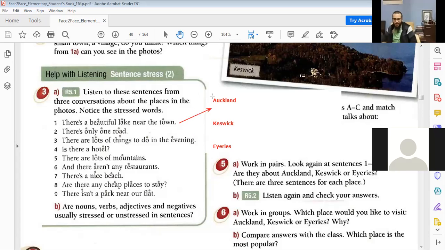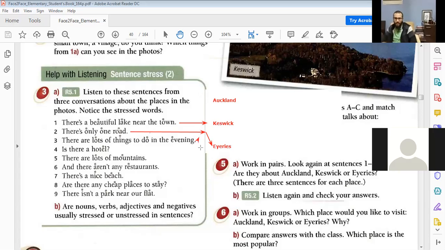Keswick. You think maybe Keswick? Yes, the town, maybe the town. There's only one road. Iris, maybe Iris. Yes, one road. There are lots of things to do in the evening.